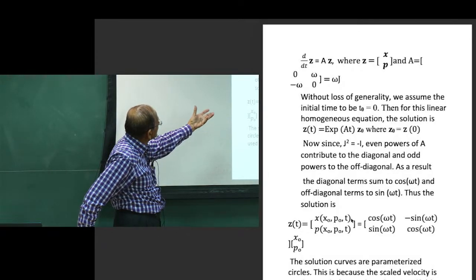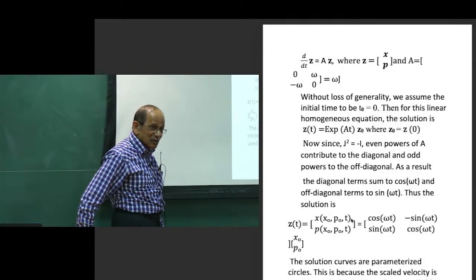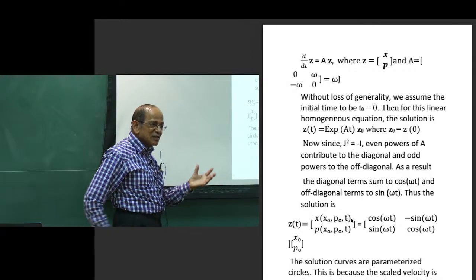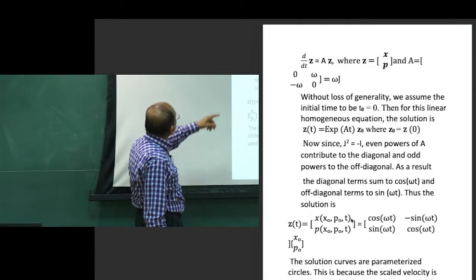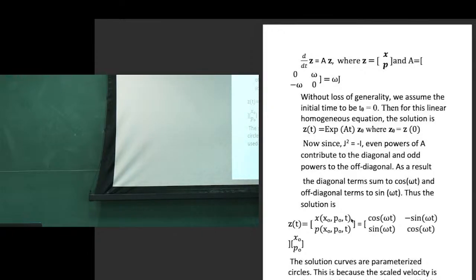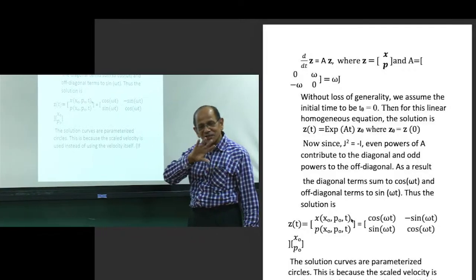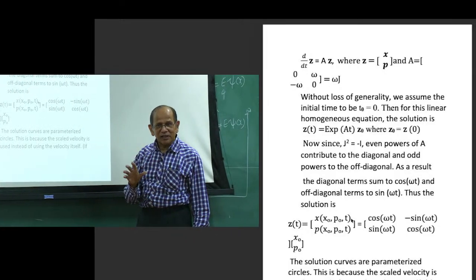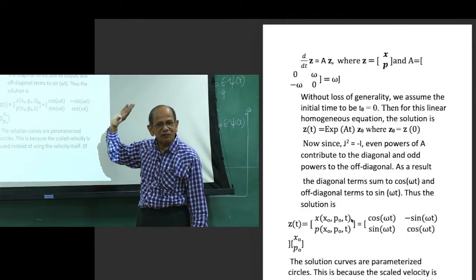And now I can simply solve this equation. We have already seen how to solve a linear homogeneous autonomous equation. The solution is exponential of At acting on the initial condition. So that is this solution, exponential At acting on the initial condition. Now the only question remains, how do I calculate exponential of At? In general, there is an algorithm to calculate the exponential of a matrix, but let us not worry about it, because in this case it is very simple.